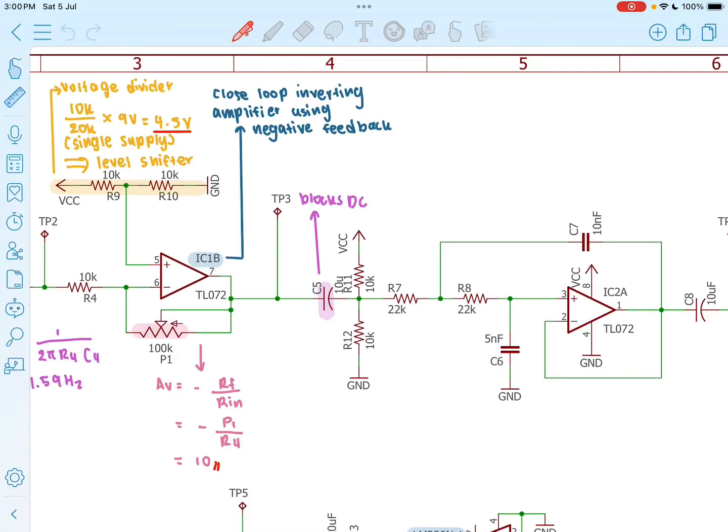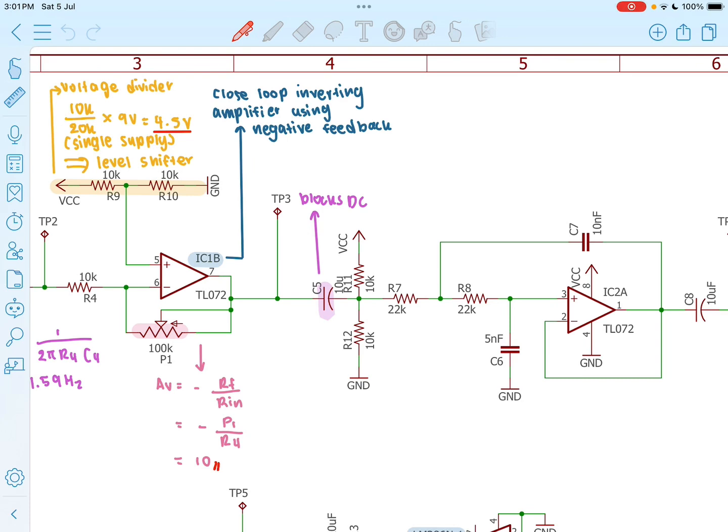We will move on to the next stage, which is the adjustable gain inverting amplifier, IC1B, the second op-amp in the TL072 package. This stage is configured as an inverting amplifier with a closed-loop negative feedback setup. Because it's inverting, the output is 180 degrees out of phase with the input. The key component here is the trimmer potentiometer P1, which allows us to adjust the gain of the amplifier.